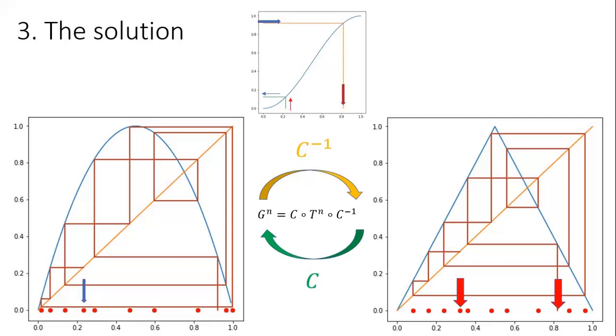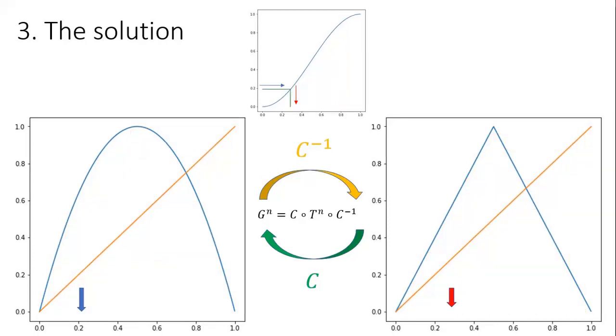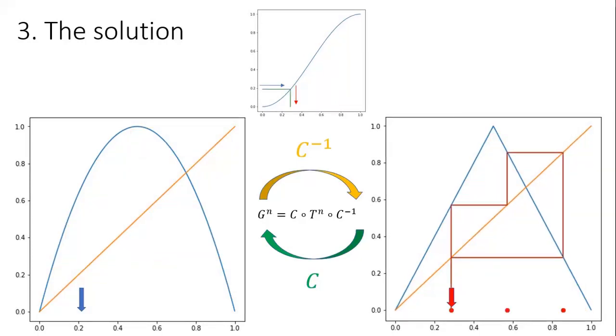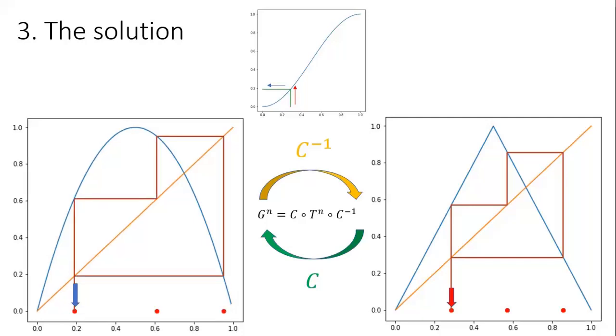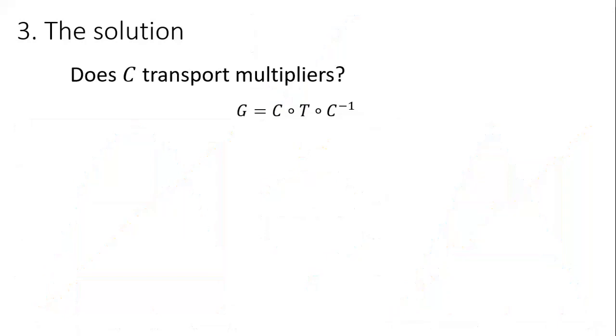What can you transport over that bridge? As a first consequence, notice that periodic points of g are taken into periodic points of t. But the main question is, does c transport multipliers? To answer that, and make sure we don't need anything else from c, the chain rule will make its final appearance. Take any periodic point of g, call it x. Call n its period. Then x is a fixed point of g^n, and the multiplier is given by the derivative of g^n at x.